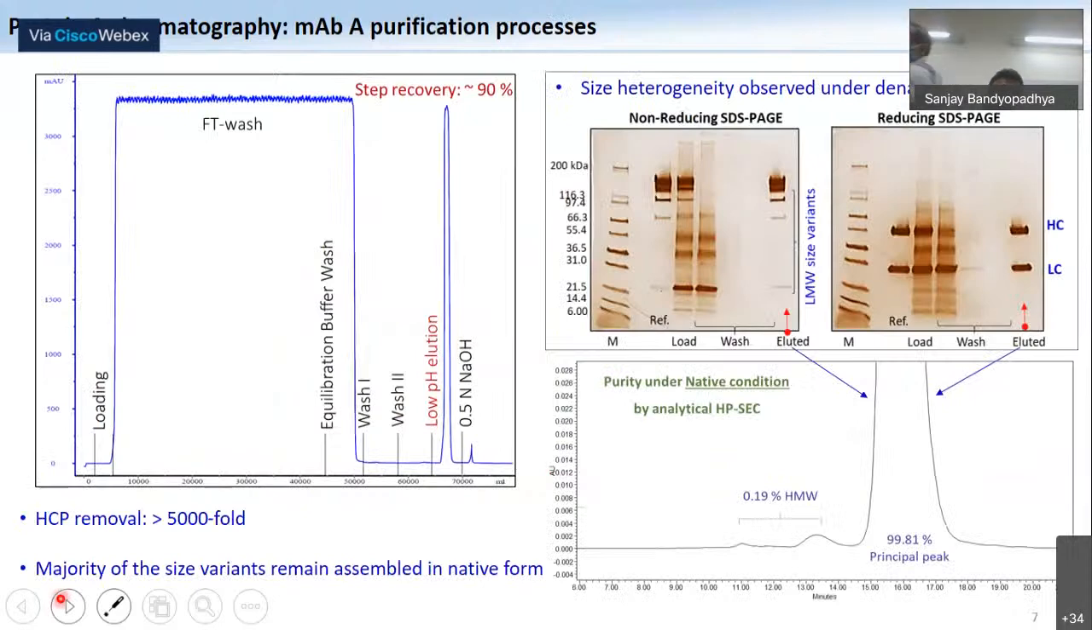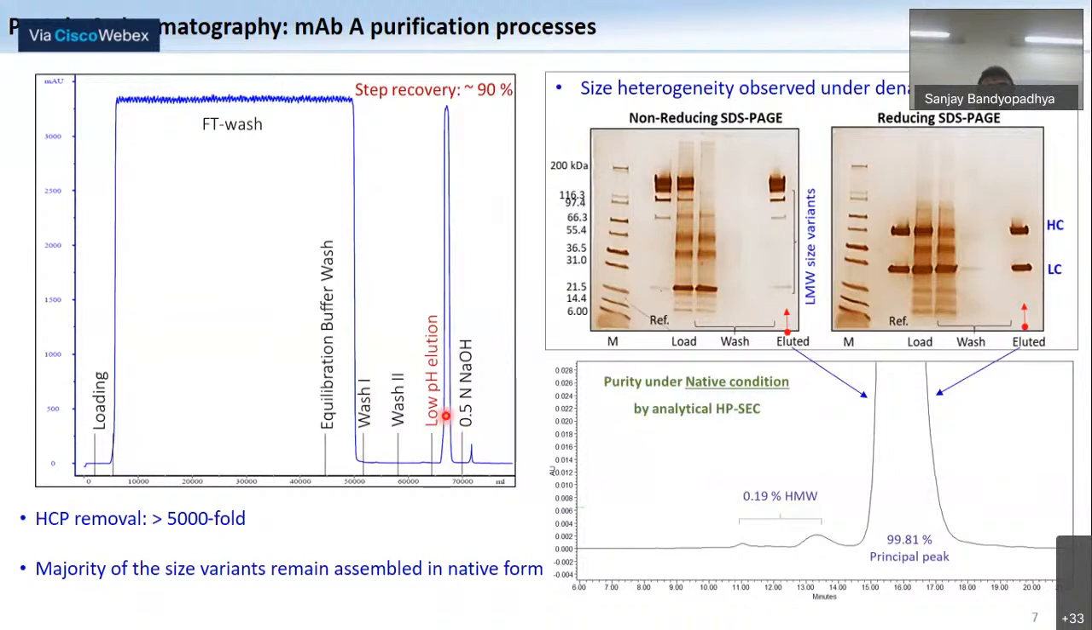So I'll show you two different cases. One is MAV-A purification by protein A chromatography. As you see here, this is the chromatography profile. Most of the contaminating proteins came out in the flow through. After some intermediate wash, when we elute the protein, it comes with a single peak with a very good step recovery of 90%. And this column step removes greater than 5,000-fold of the contaminating proteins, leading to a very high level of pure IgG. Here it shows 99.81%. This is just by one column process step.